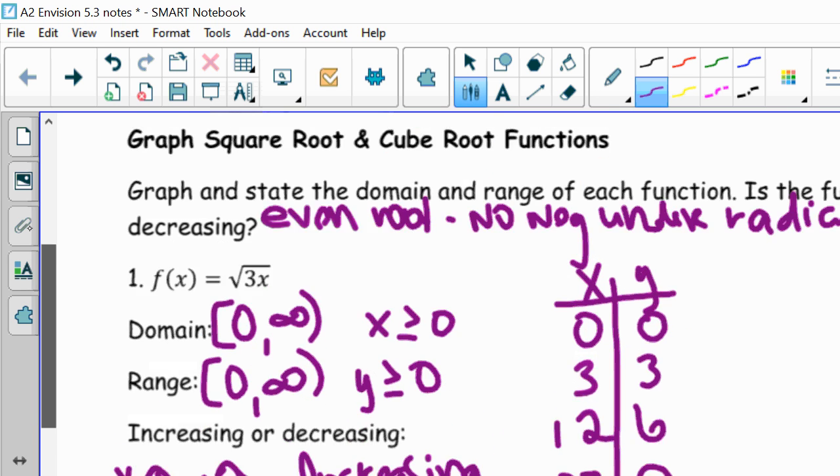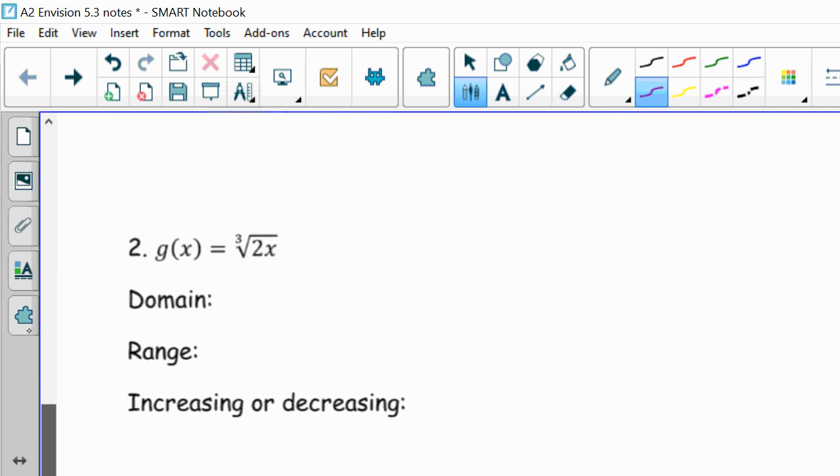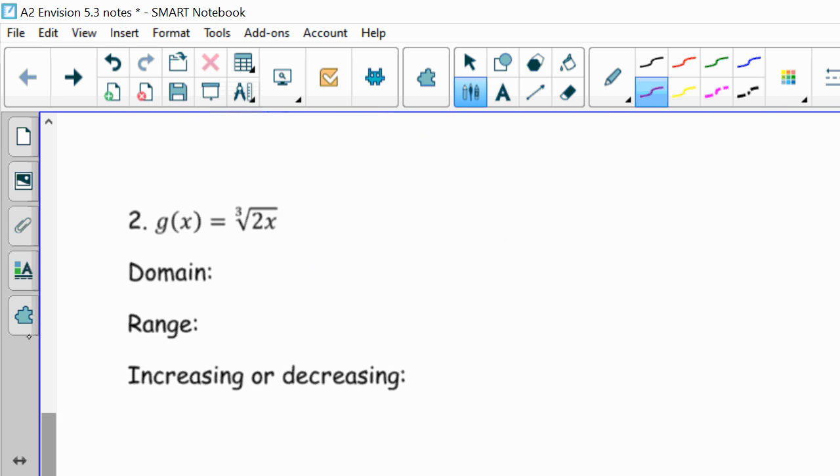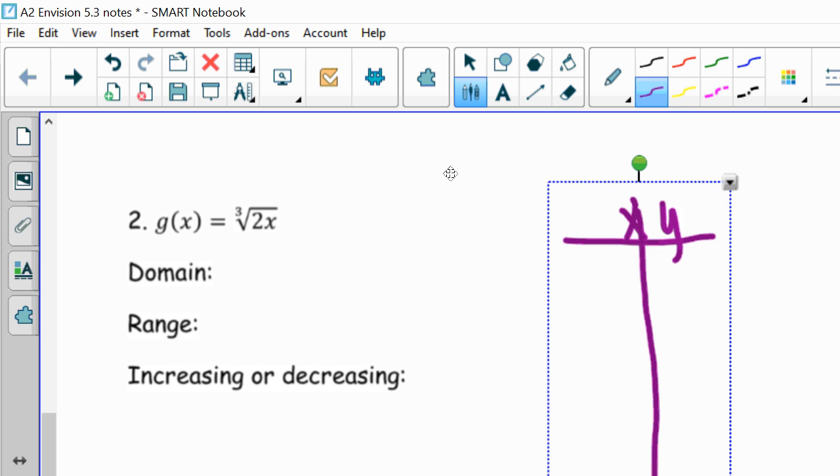The second one we're going to look at is a cube root. Again, I want to make an xy table. This time I can have negatives underneath my radical because I can take the cube root of a negative number. So I have the cube root of 2 times x. I know negative 8 is a perfect cube, so I could have x values of negative 4, 0, and positive 4.